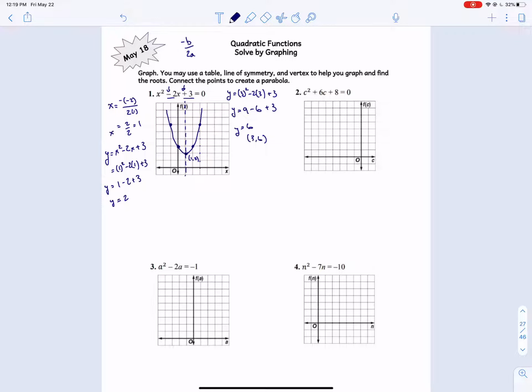All right, so something like that. So that's all we have to do. We're just graphing it. But just do whatever methods that you're good at in order to find at least 5 points to graph this. So the vertex and then 4 others.